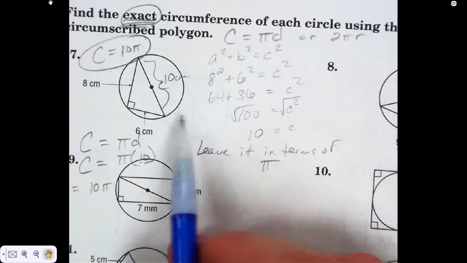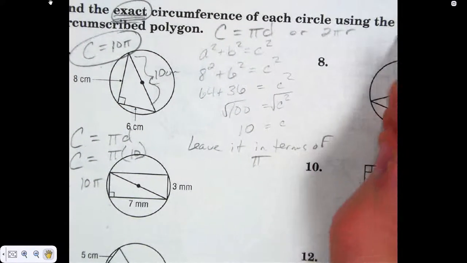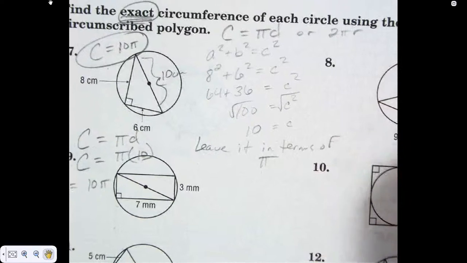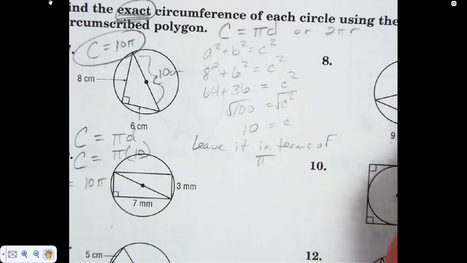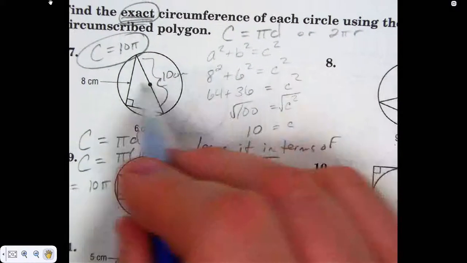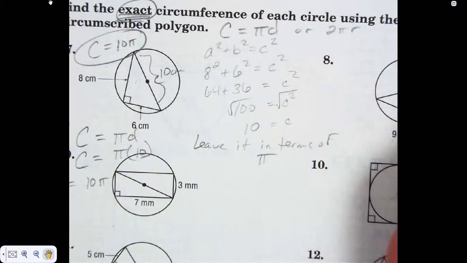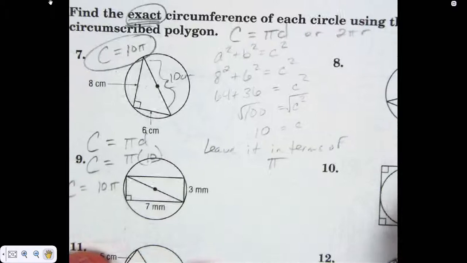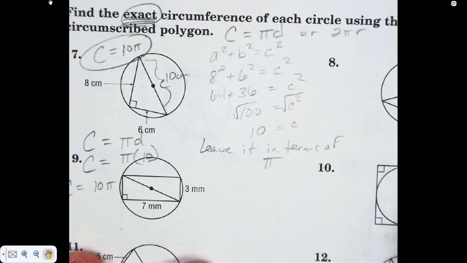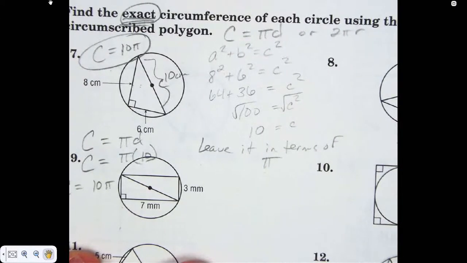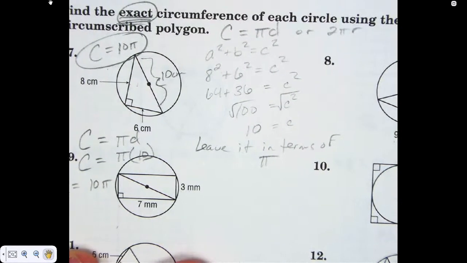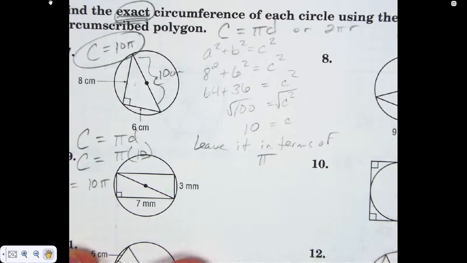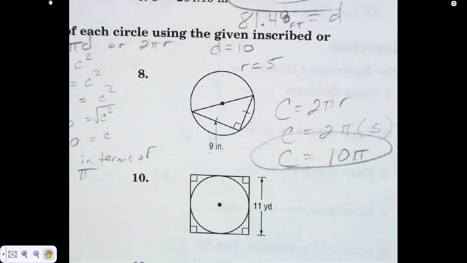If that confuses you, then once we found the diameter, if the diameter for this one was 10, what's the radius? Riley, what's the radius? If the diameter was 10, what's the radius? 5. Okay, if I put C is equal to 2 pi r, C would equal 2 times pi times my radius, which is 5. What's 2 times 5? 10 pi. I would still get 10 pi as my answer.